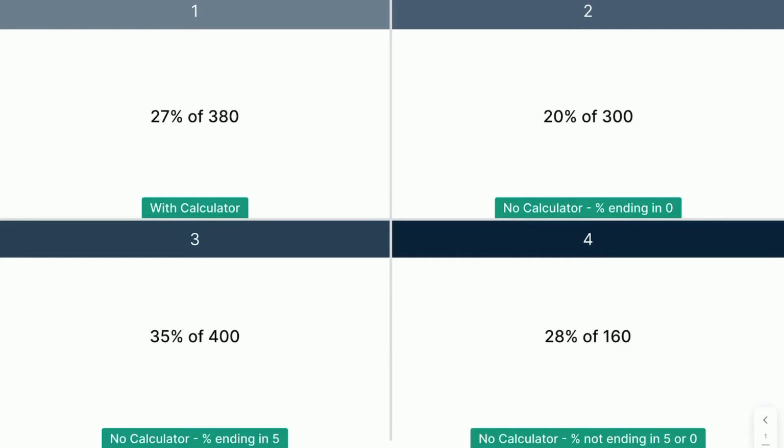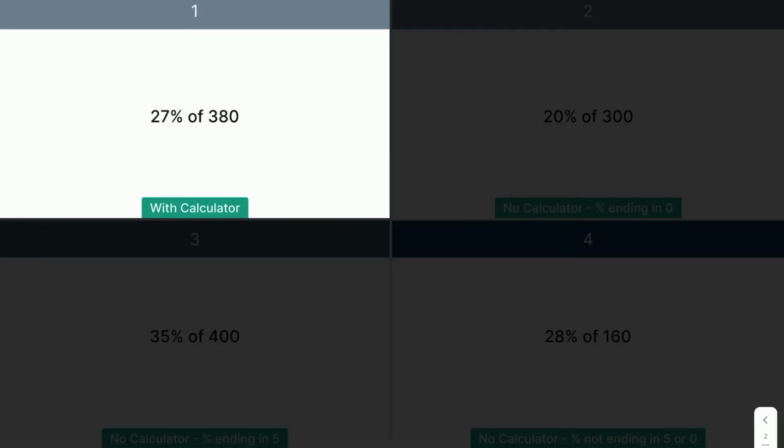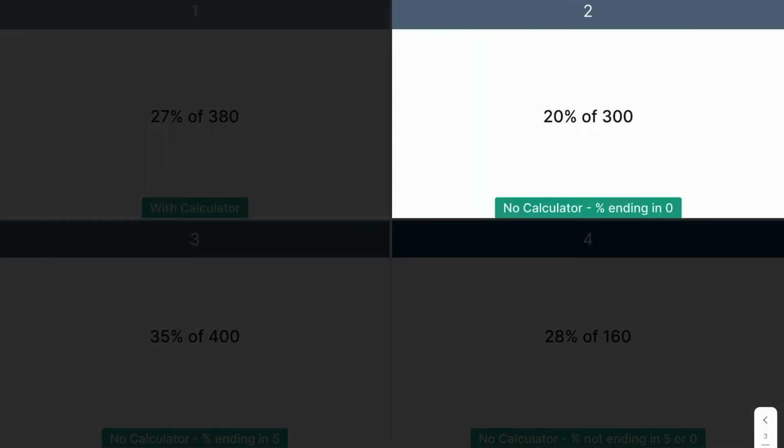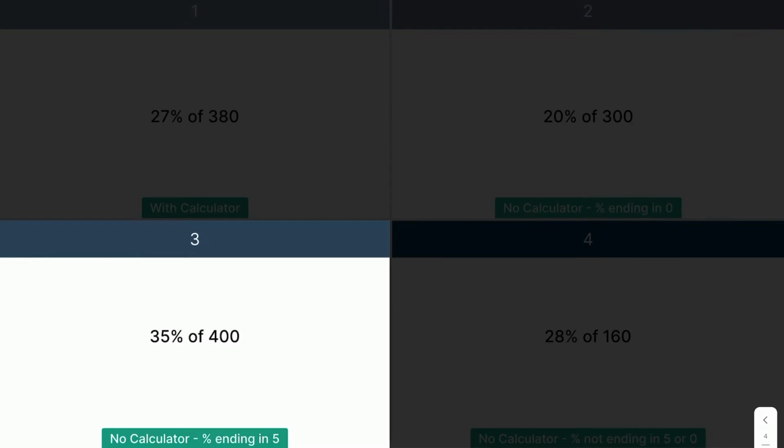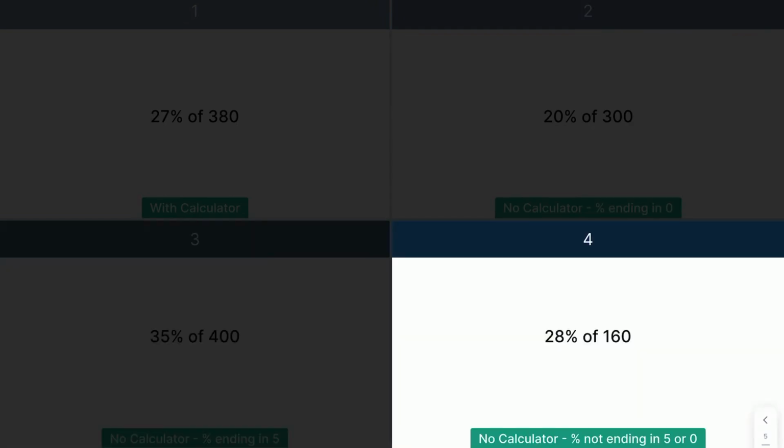Percentage of an amount is what we're going to look at in this video. It's split into 4 parts. We're going to start off by looking at questions using a calculator. We're then going to move on to questions without a calculator with percentages ending in 0, then percentages ending in 5 without a calculator, and then percentages ending in any number other than 0 or 5 without a calculator.